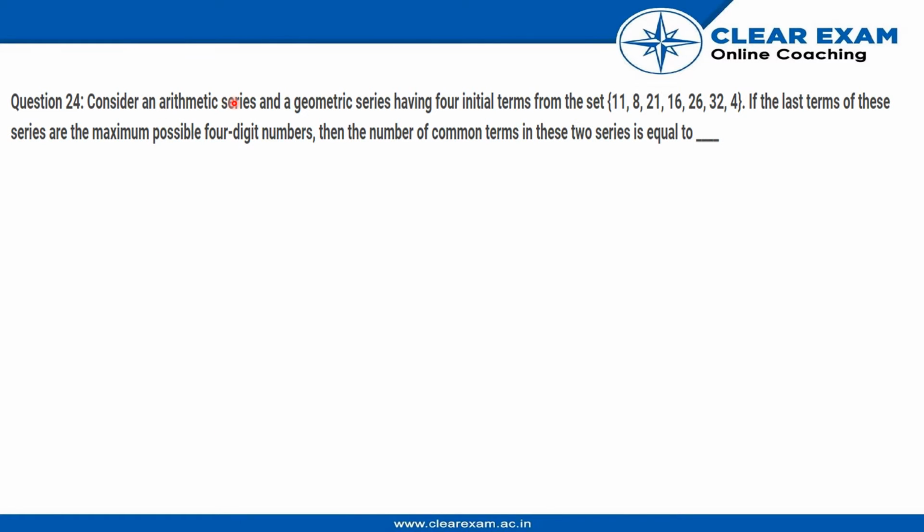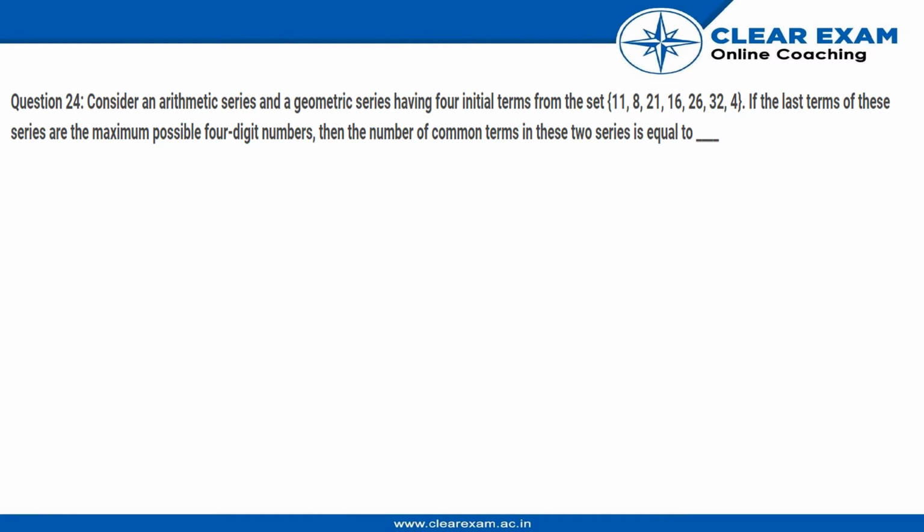Here we are given that this set of elements has an arithmetic and a geometric series hidden in them, and there are four initial terms for each of these series, and the last terms of these series are the maximum possible four-digit number. Then the common terms in these two series is.